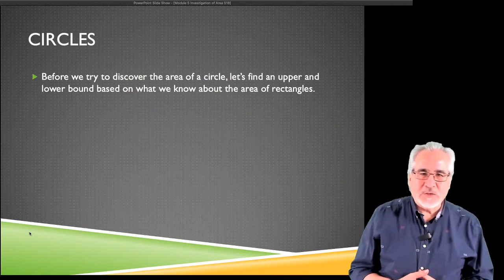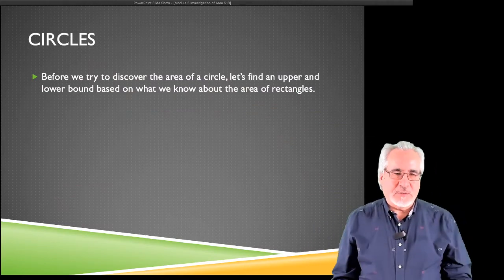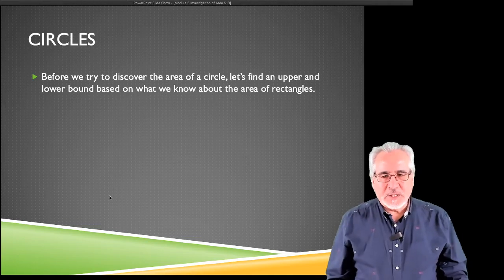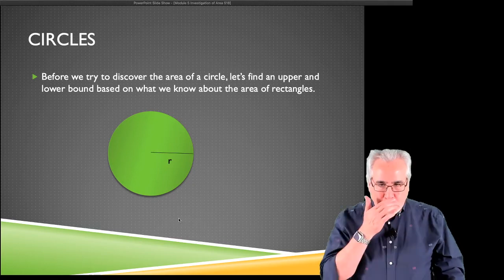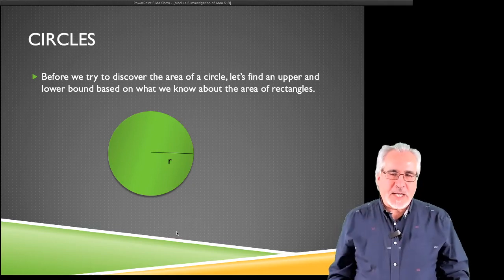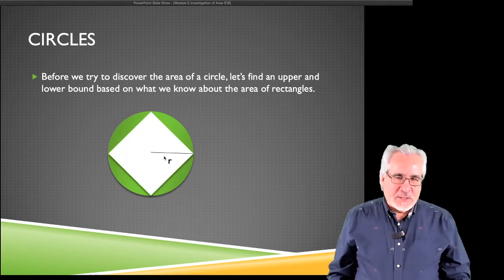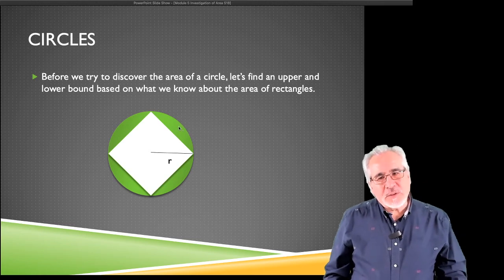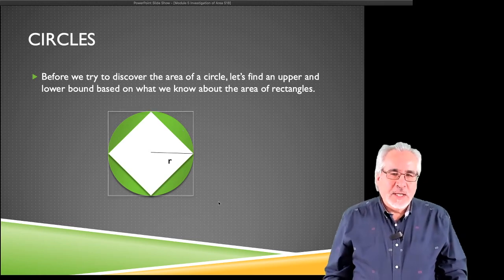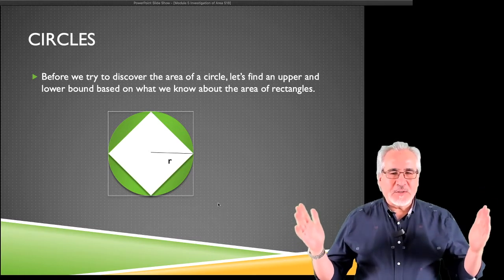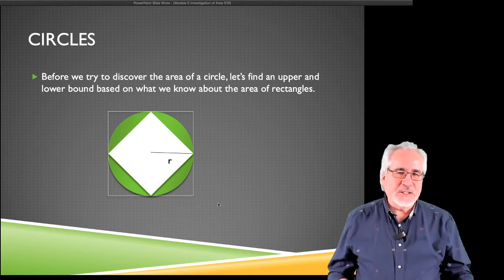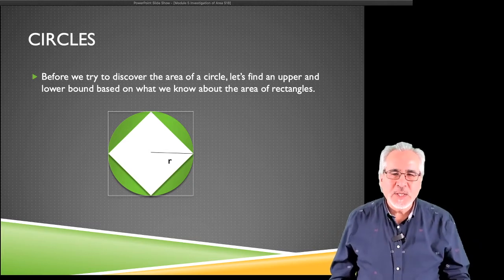Okay, so circles. We want to explore now what's the area of a circle. So we'll do a quick walk through this. Here's a circle with a radius. Let's draw a square inside. There it is. Notice that the area of the circle is a little bit more than this. Then we'll draw a square on the outside. The area of our circle is a little bit less than this one. So it's somewhere between these two.